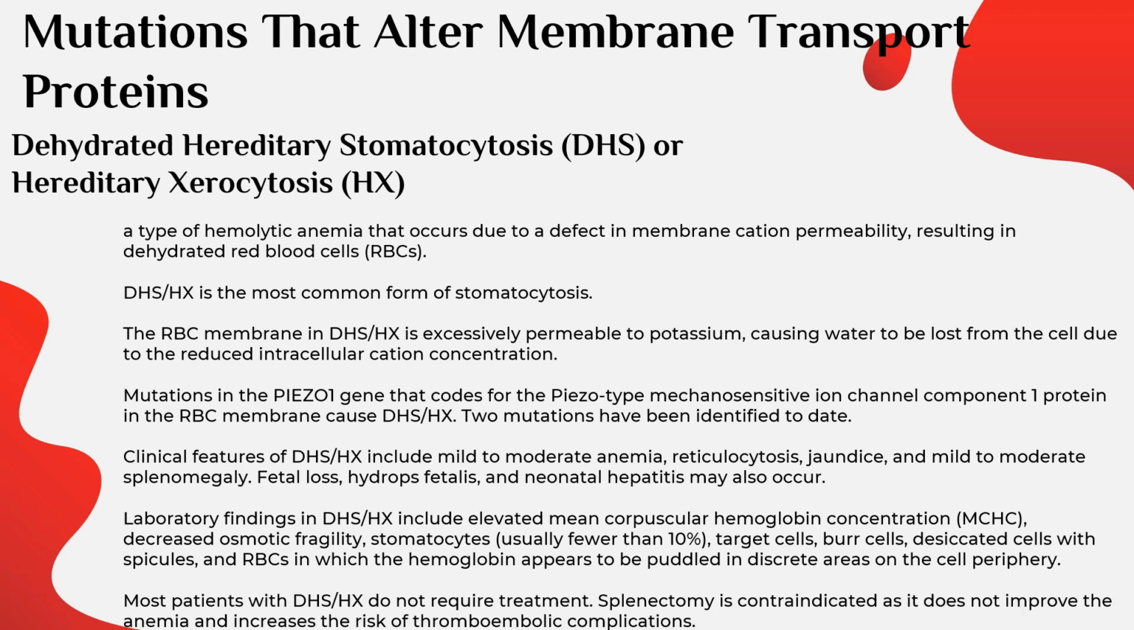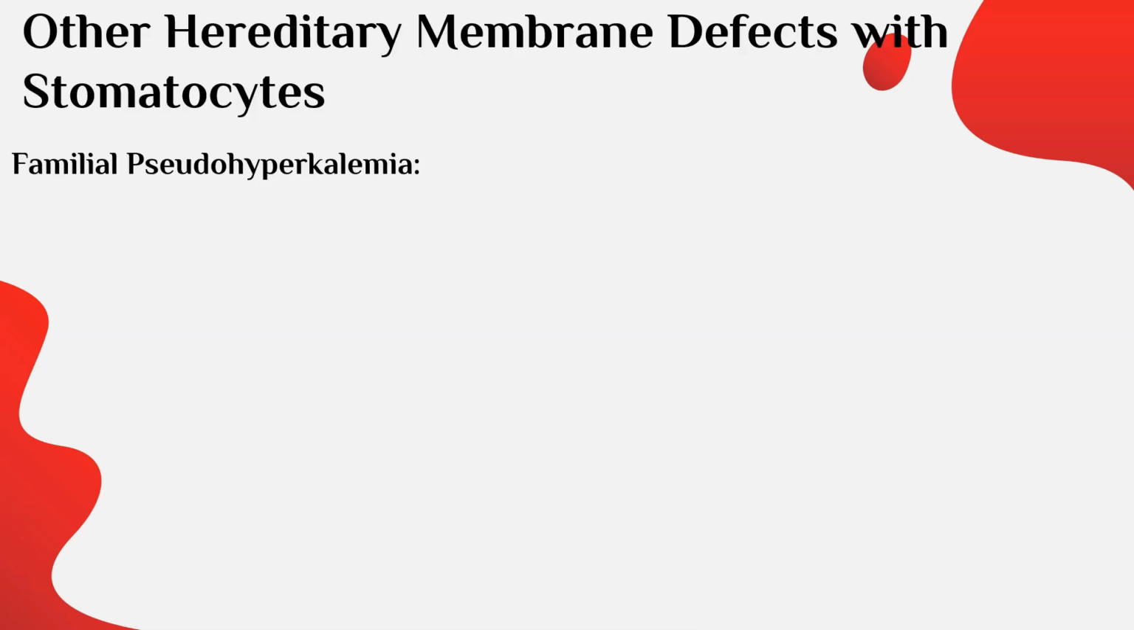Most patients with DHS or HX do not require treatment. Splenectomy is contraindicated as it does not improve the anemia and increases the risk of thromboembolic complications. Other hereditary membrane defects with stomatocytes.